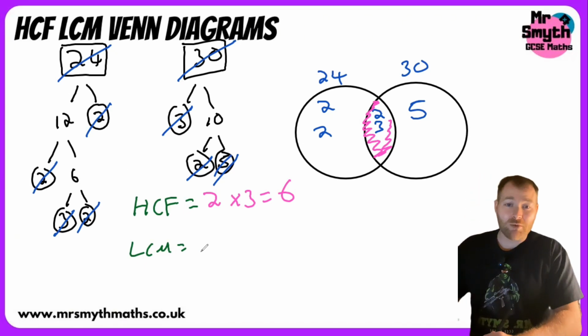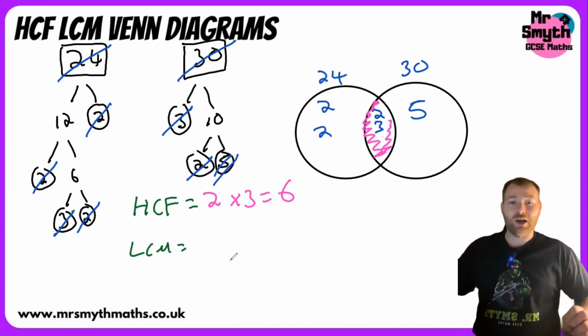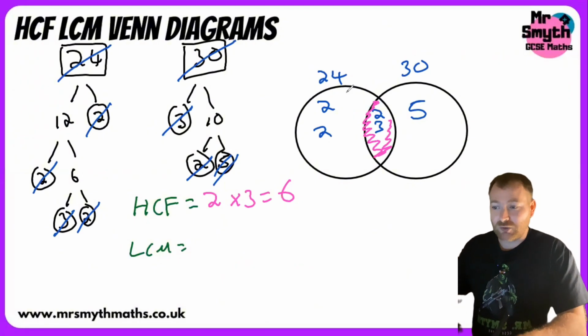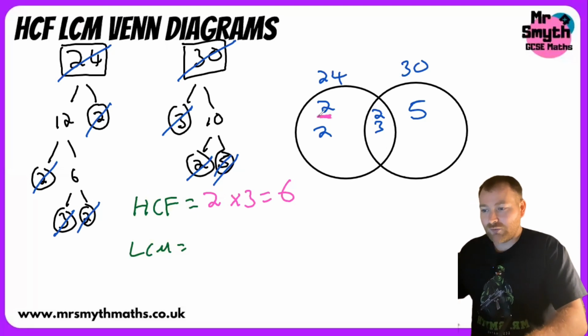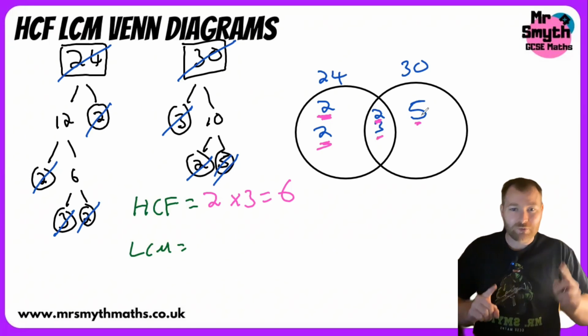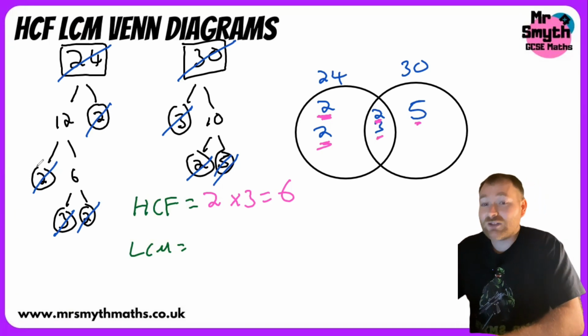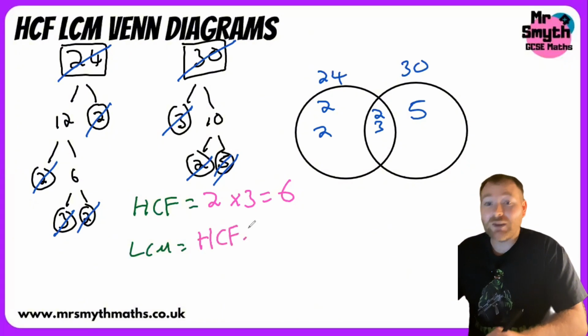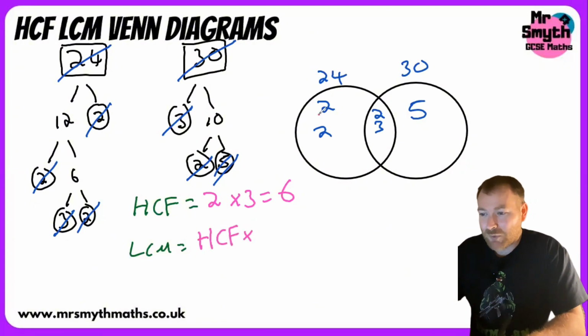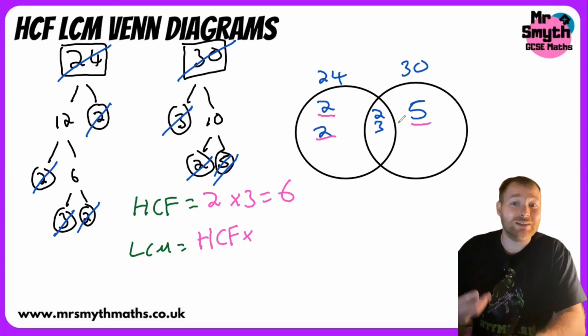Next, for the lowest common multiple, you have to multiply every single number that you can see within the Venn diagram. So notice, I'm going to show you this in 2 ways. So we've got 2, we've got 2, we've got 2, we've got 3, we've got 5. So we need to multiply all of those numbers together. But here's the shortcut. You can take the highest common factor and then multiply it by everything which is not in the intersection.